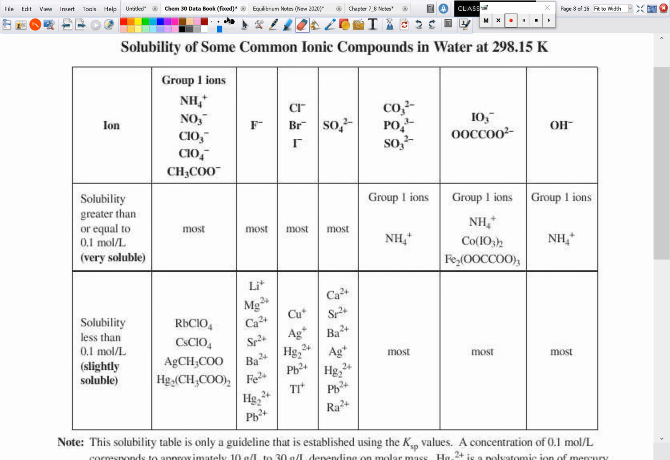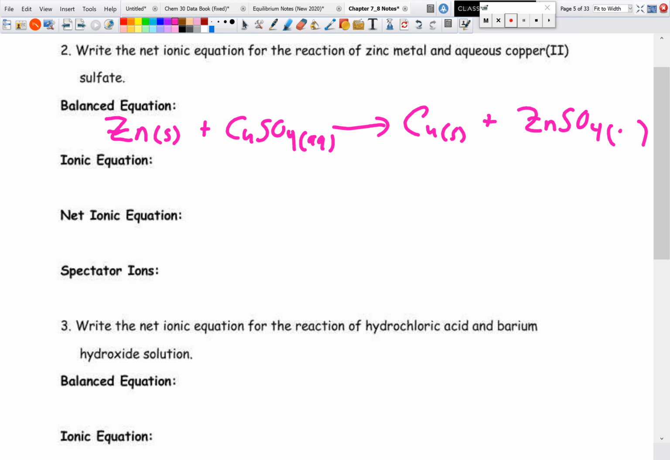In this case, I find my sulfate right here. Most things are soluble, which is good. The only exceptions: calcium, strontium, barium, silver, mercury, lead, and radium. So obviously zinc 2 plus is in the very soluble group. So we write aq. Now, our ionic equations.